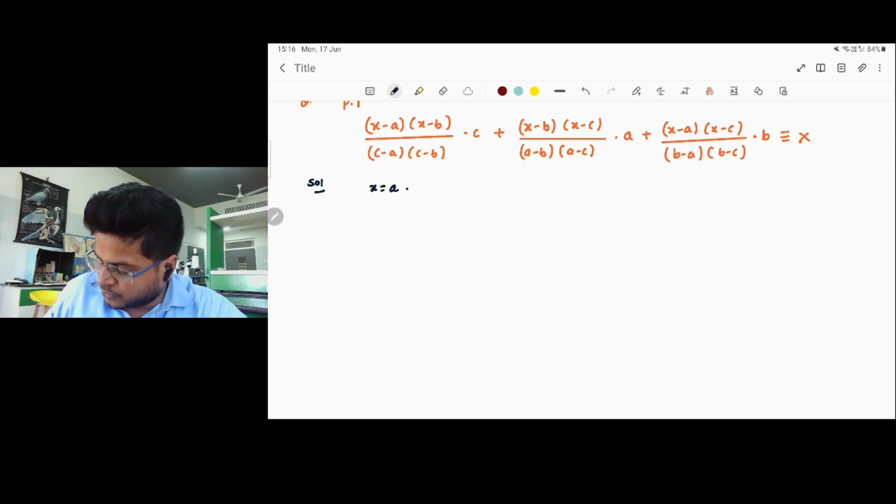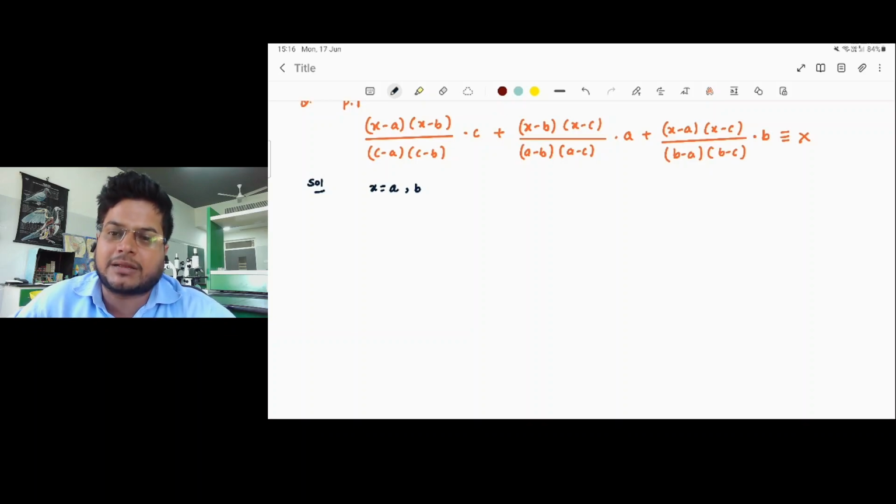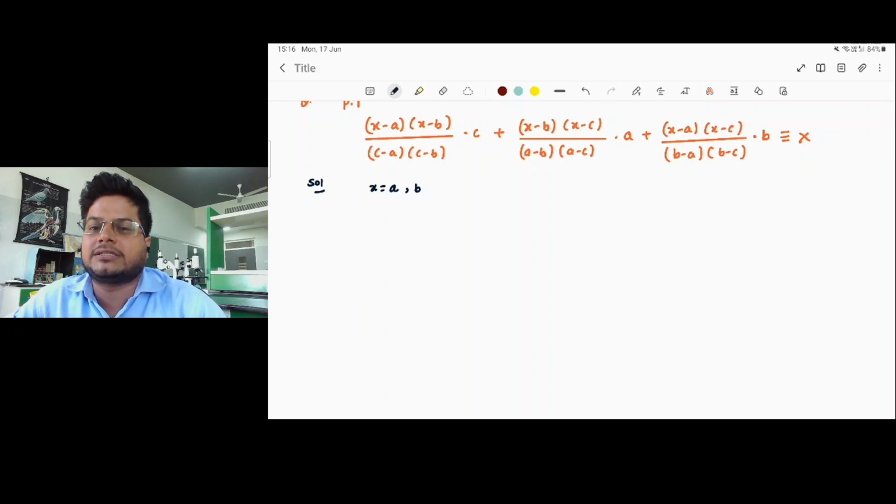Similarly, if you substitute x equals b, isn't it? Then you can see that the second bracket will be 0, and the first term will be 0 and the second term also will be 0, isn't it? That is b minus a into b minus b. So b minus b is 0, and the entire term is 0. Similarly, in the second term, b minus b is 0, so all terms will be 0. The entire thing becomes 0.